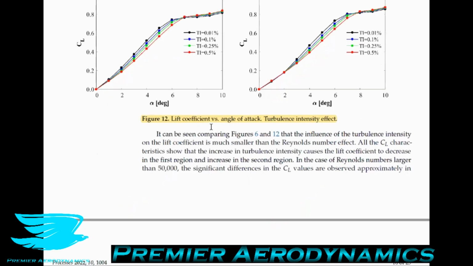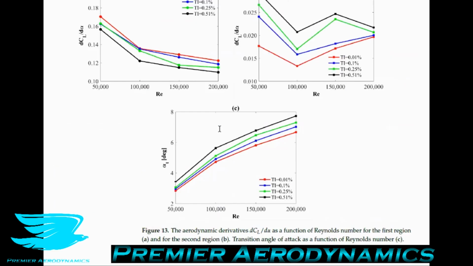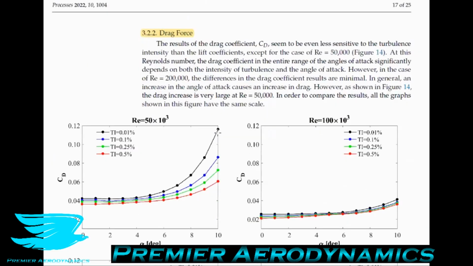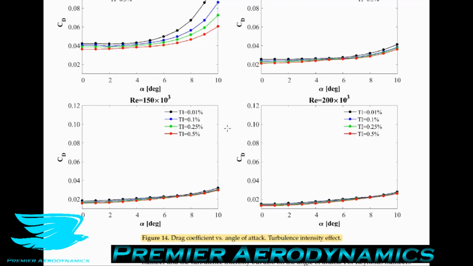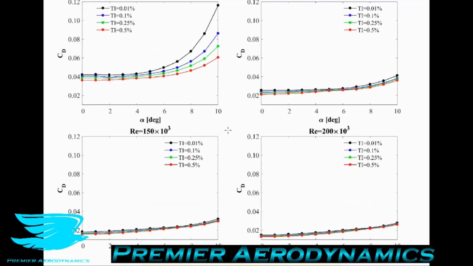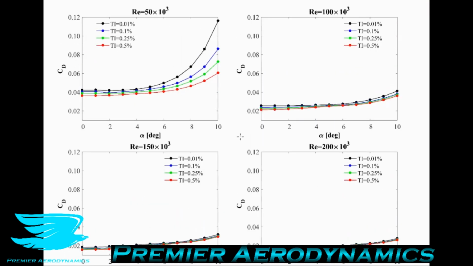So let's move on to the drag coefficient now. I just wanted to point that out to make sure that we're on the same page with the CFD's ability to predict LSBs. So in figure 14, the effects of the turbulence intensity level at different Reynolds numbers are shown. Let me zoom out a little bit so you can see the entire thing.